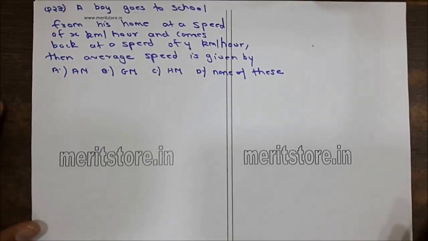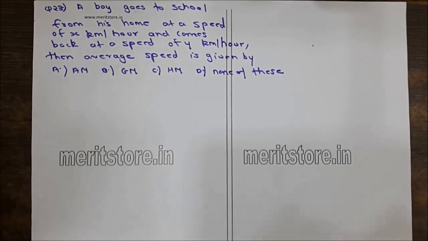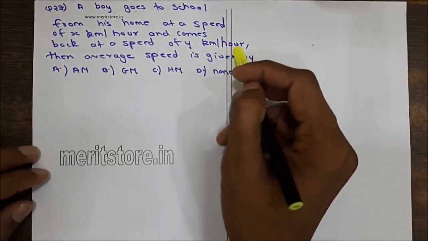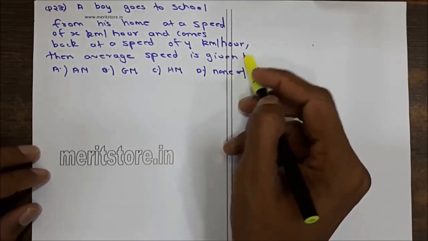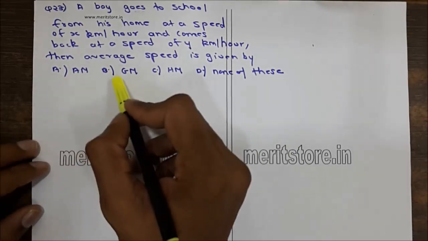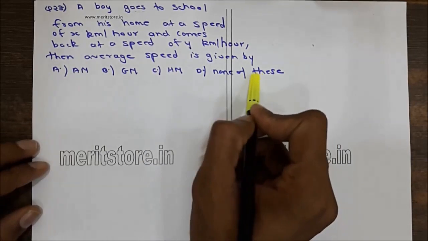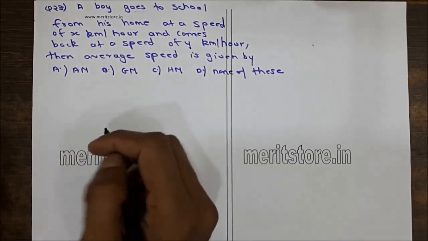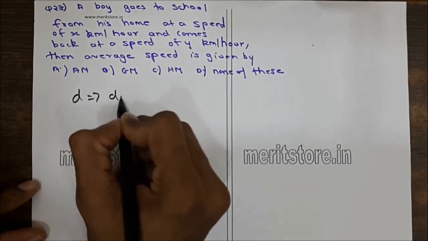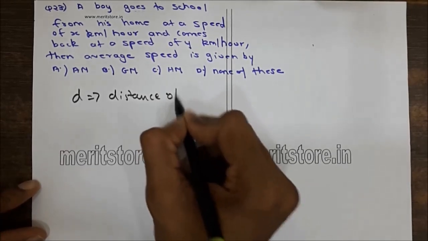Question 23. A boy goes to school from his home at a speed of X km per hour and comes back at a speed of Y km per hour. The average speed is given by, we have four options: A, arithmetic mean, B, geometric mean, C, harmonic mean, and D, none of these. So let the distance of the school from home be equal to D.